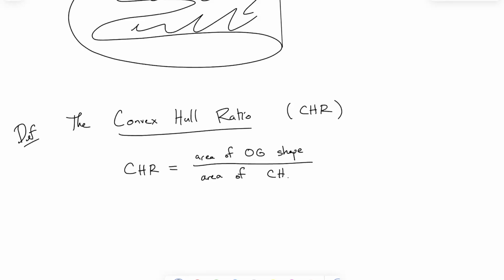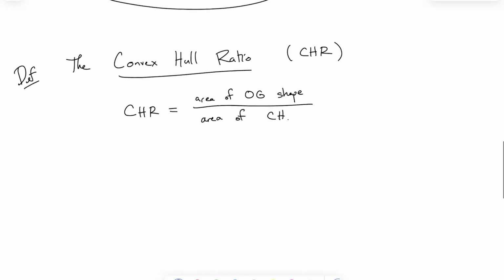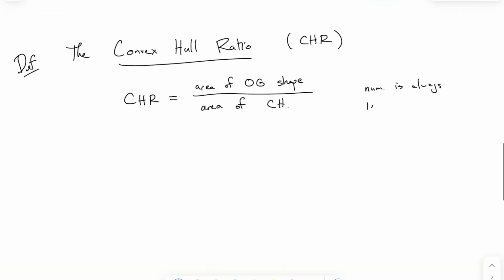Remember, the area of the convex hull is always a little bit bigger. To get the convex hull, you add in a little bit more area. So when we do this fraction, the number up top, the numerator, is always less than the denominator. That's because the convex hull is just a bigger shape than the original shape. So this fraction, the numerator is always less than the denominator.